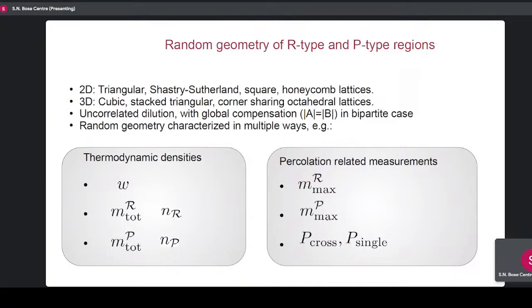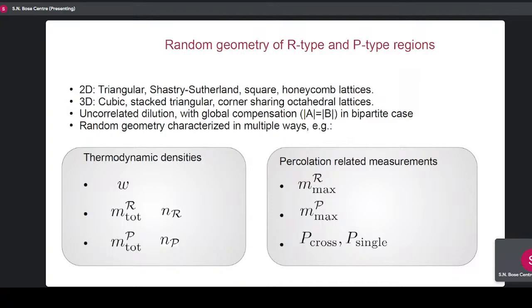And we characterize this random geometry in a bunch of ways. We count the number of R-type regions, number of P-type regions, and divide by the volume. We count the total number of sites in an R-type region or a P-type region and divide by the volume. So these are densities. And we count the total number of zero modes, or total number of monomers, and divide by the volume. So this is the monomer density.